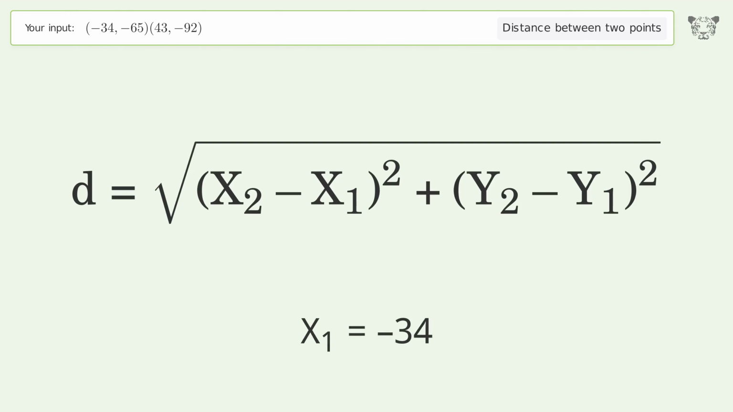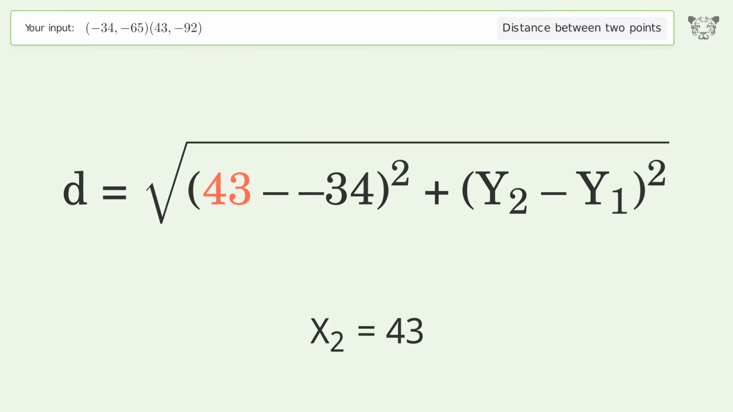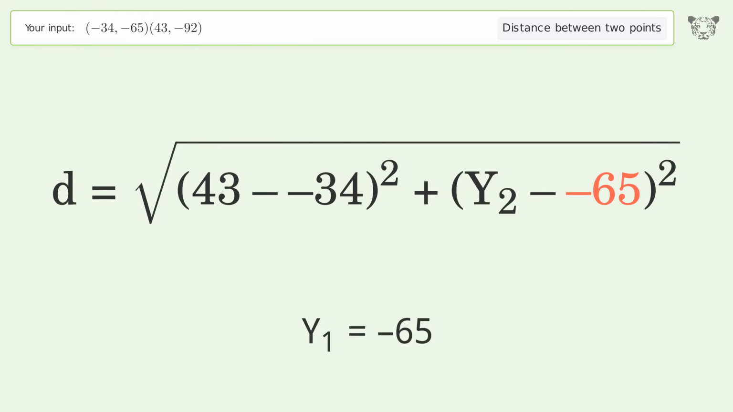x1 equals -34. x2 equals 43. y1 equals -65. y2 equals -92.